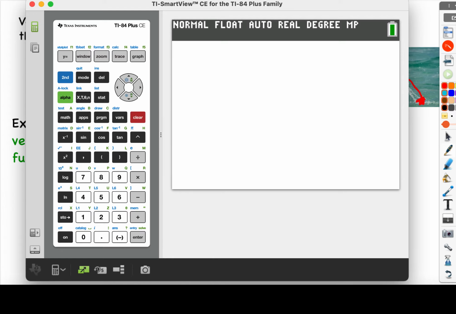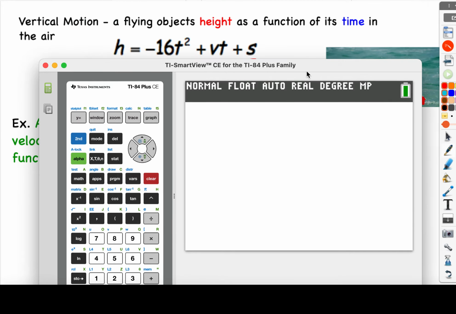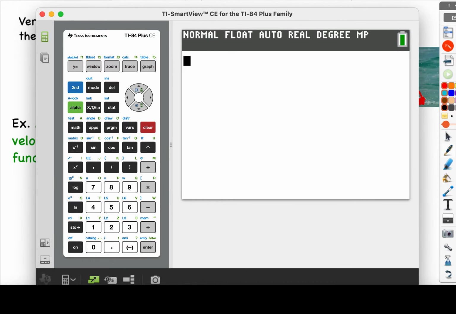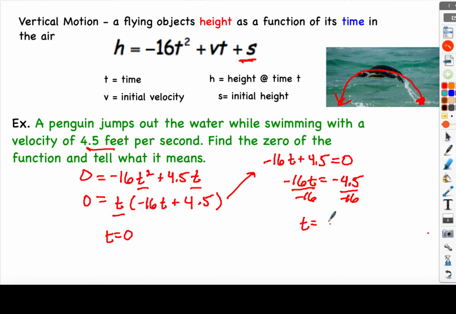Oops, clear. We wanted 4.5, right? 4.5 divided by, I just want to double check my numbers here. Yeah, -4.5 divided by -16, and we get 0.281, 0.281 seconds, which makes sense.